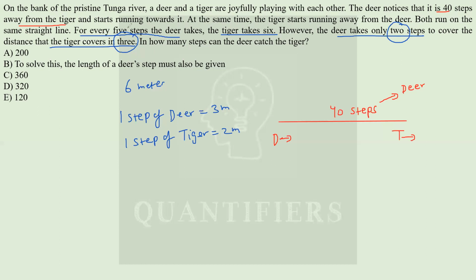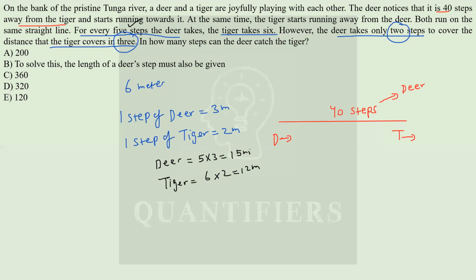Now see this line. This is very important. When deer takes 5 steps, deer will cover 5 into 3, 15 meters. And in the same time, tiger is taking 6 steps and each step of tiger is 2 meters. So can I say tiger will be covering 12 meters? Now students, this is the distance which deer and tiger are covering in the same time.